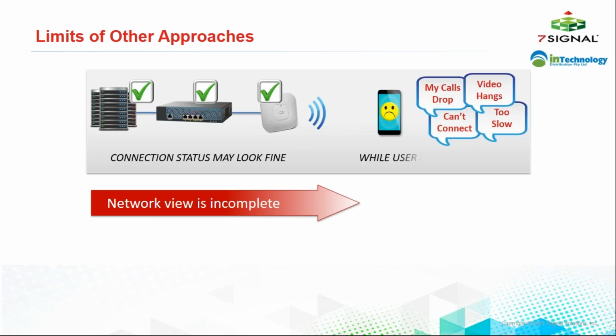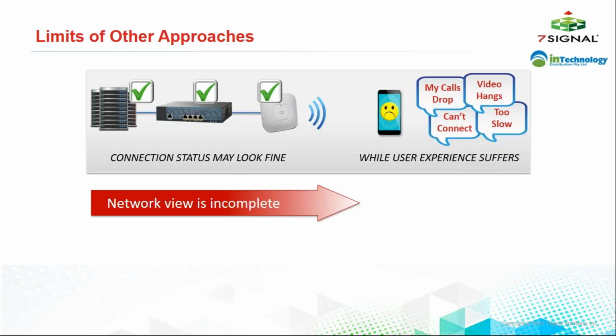So let's talk a little bit more about the limits of the approaches that we have today. Today we have an approach that is from what we call the inside out. It's from the controller's point of view, not from the user's point of view. So when we look into Aruba Clarity or Aruba Airwave, or if we look into Cisco Prime, we may see that everything looks just fine, that all of the access points have joined the network just fine.